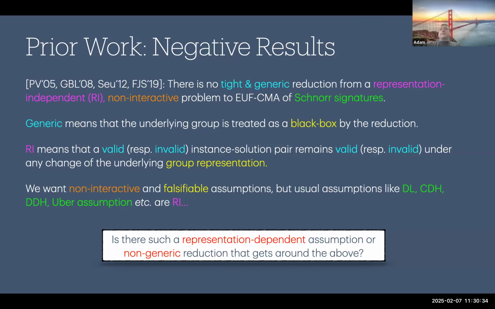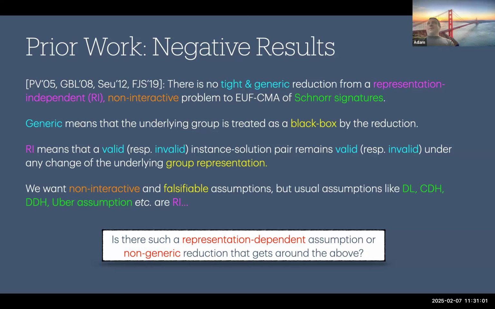What it says is that if I know a solution relative to one representation, and I change the representation, I may not know a solution under the new representation. Think of g to the x. If I know x, no matter how the group is represented, that x is the solution to the discrete log problem. It doesn't matter. So that's representation independent.